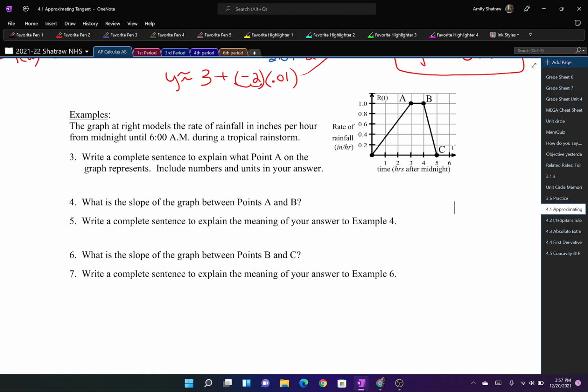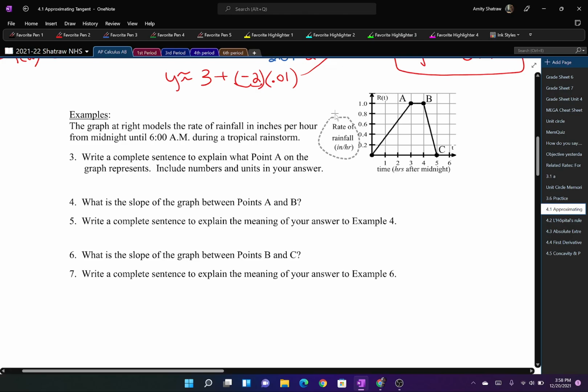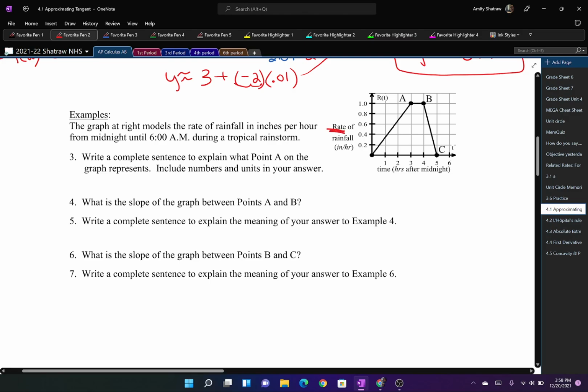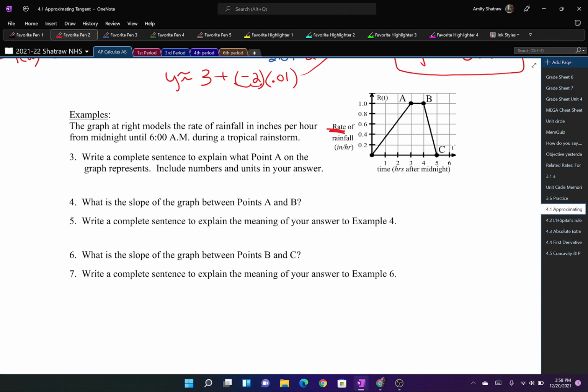So he says the graph at the right models the rate of rainfall in inches per hour from midnight until 6 a.m. And this is during a tropical rainstorm. And I feel like he actually got this question from an actual AP free response question. So here's your graph. You got the rate of rainfall. You've got the time in hours per minute. And notice that this is a rate. So this is a graph of a derivative, right? We are graphing how things changed. And so that's important to note.